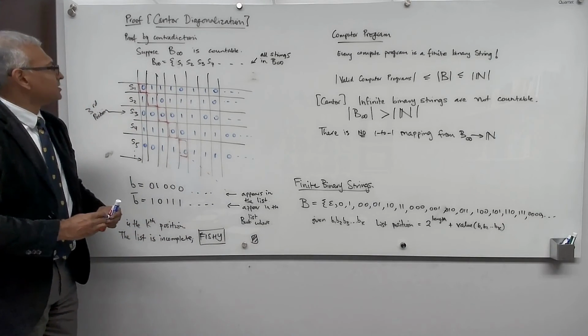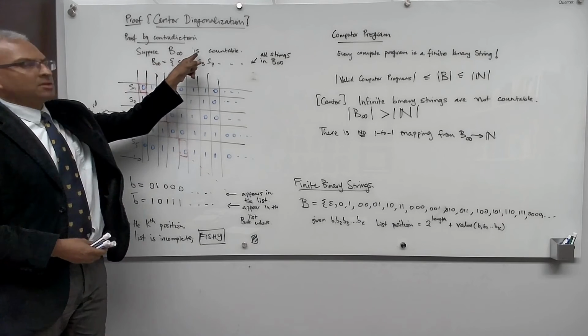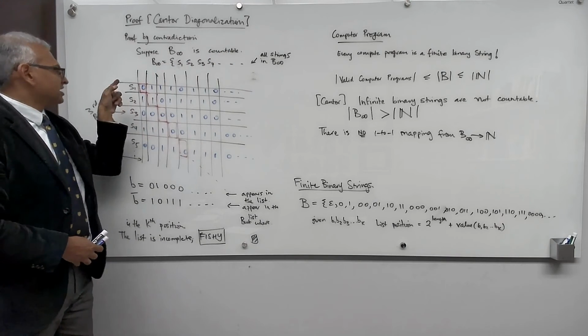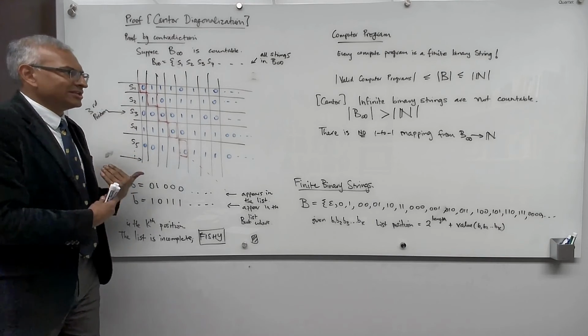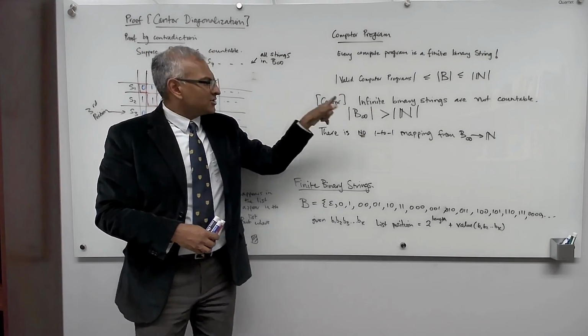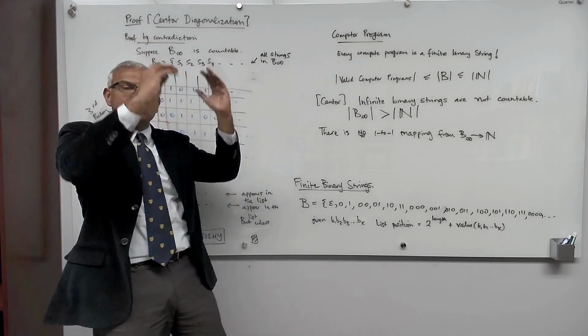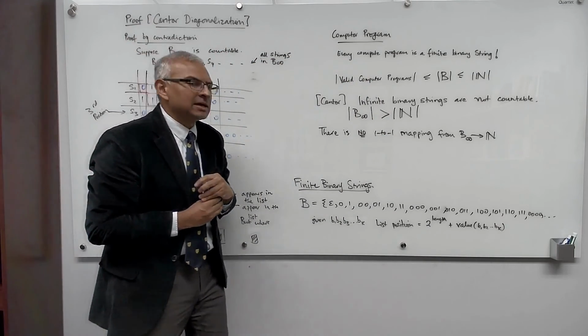That means that B infinity cannot be countable. If it's not countable, it means it cannot be listed. If it cannot be listed, there's no injection from B infinity to N. And so the cardinality of B infinity is strictly bigger than N. Wow, we have found a set that is bigger than N.